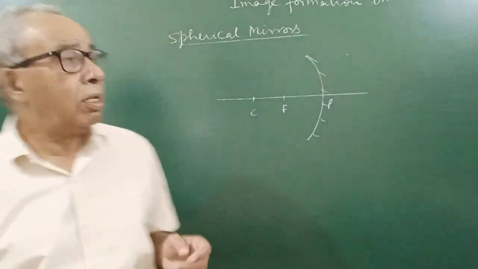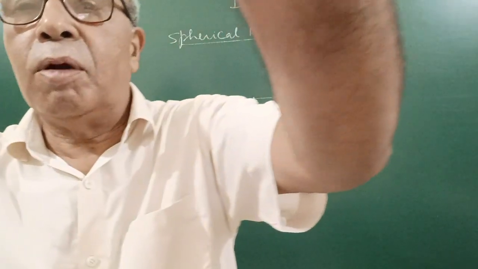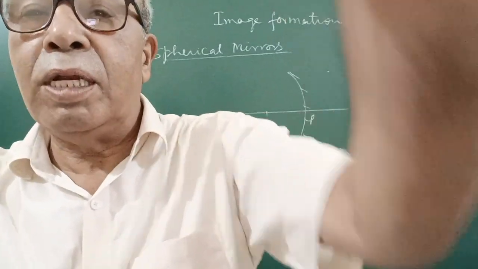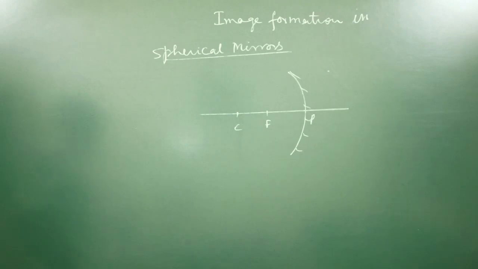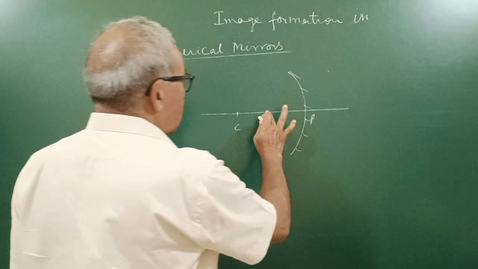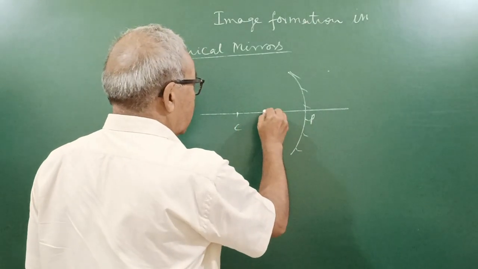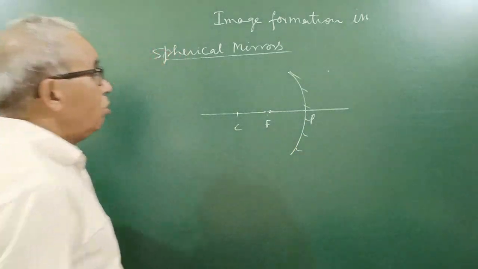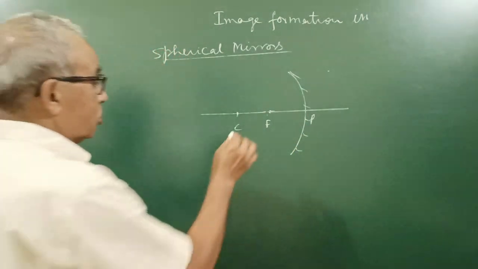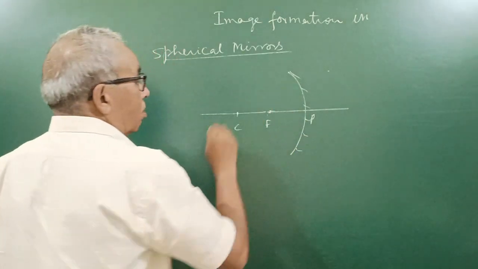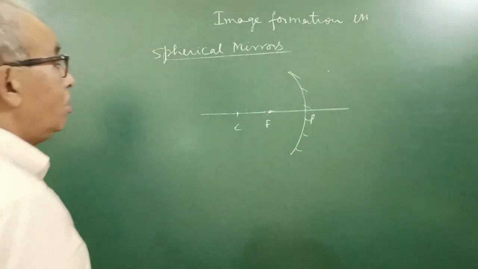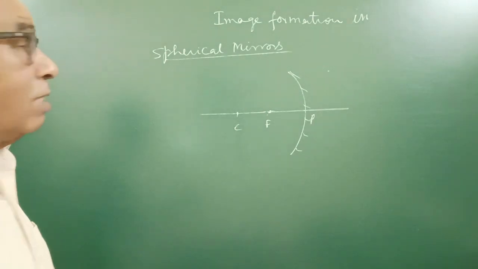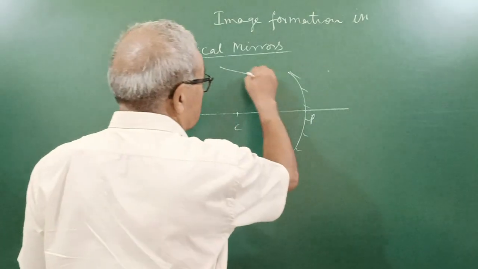Dear students, my aim here is to tell you about image formation in spherical mirrors. Before that, I will tell you something. You know, a parallel ray passes through the focus. Now what happens if any ray falls at any other point, suppose like this?